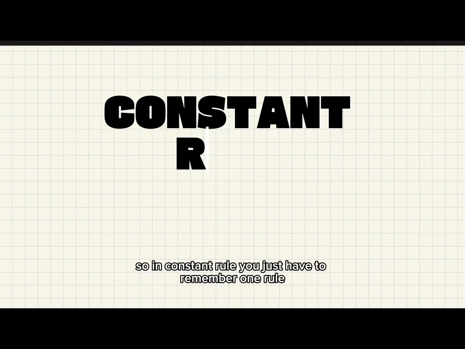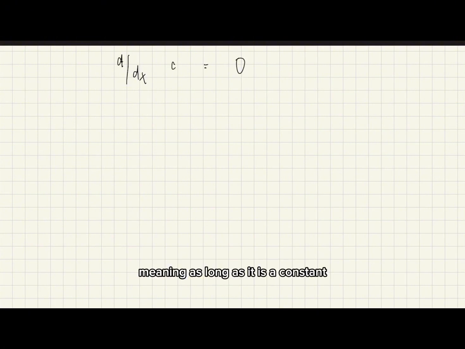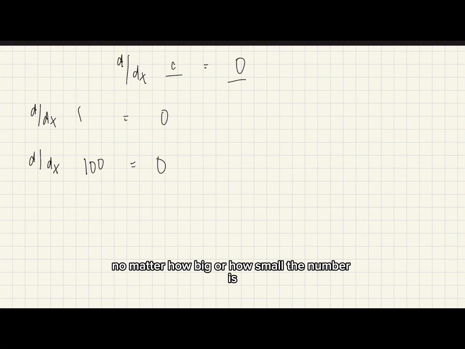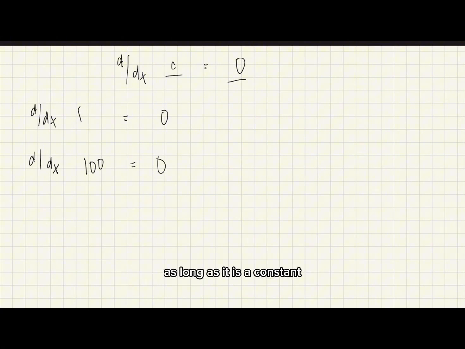So in the constant rule, you just have to remember one rule, which is that the derivative of a constant is equal to 0. Meaning, as long as it is a constant, its derivative will always equal 0. For example, the derivative of 1 is equal to 0. The derivative of 100 is equal to 0. No matter how big or how small the number is, as long as it is a constant, its derivative will always equal 0 if it doesn't have any variables attached to it.